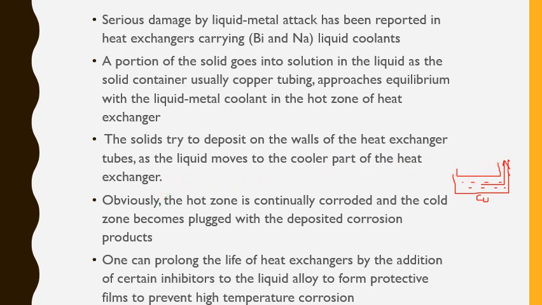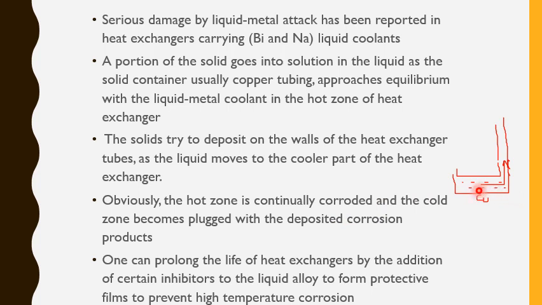So next, when the cooler part of the heat exchanger is reached, for example, here the temperature is high and the next part of the tubing has low temperature. So at low temperature, what will happen? These metals, bismuth and sodium, will deposit on the tube's wall of the heat exchanger as the liquid moves to the cooler part of the heat exchanger. Obviously, the hot zone is continuously corroded and the cold zone becomes plugged with the deposited corrosion products.